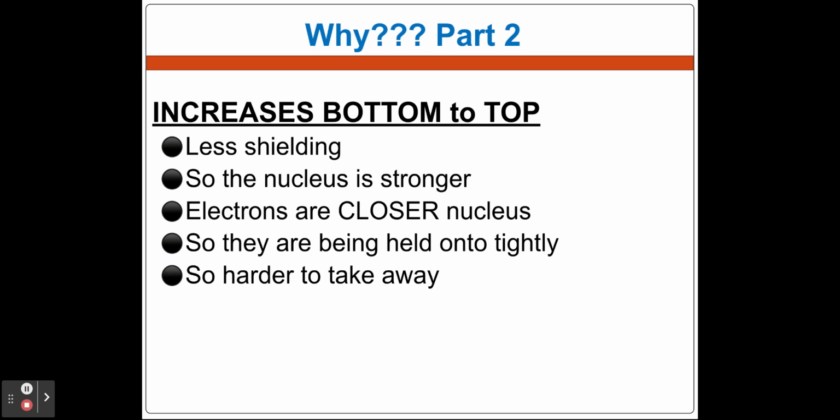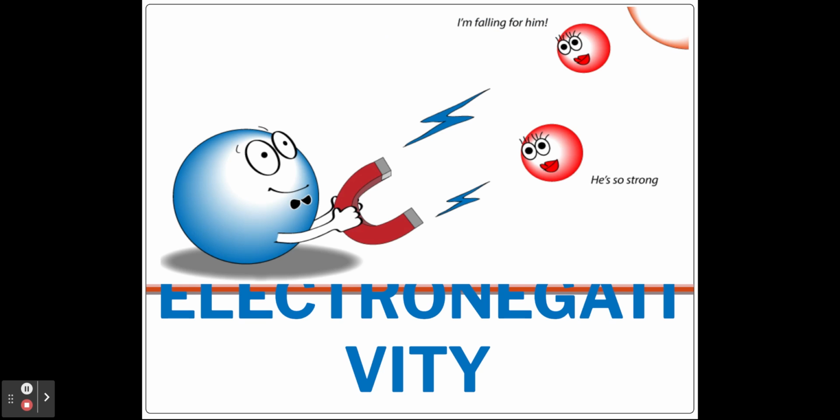So that means the electrons are going to be closer to the nucleus, and so they're going to feel a stronger pull again. So the pull of the nucleus is going to be stronger because there's less shielding, and also because the valence electrons are closer to that nucleus. And so when the electrons are closer, the nucleus can pull on them more strongly, and therefore it's going to take more energy to remove a valence electron. And so it's harder to take away. So therefore, higher ionization energy.